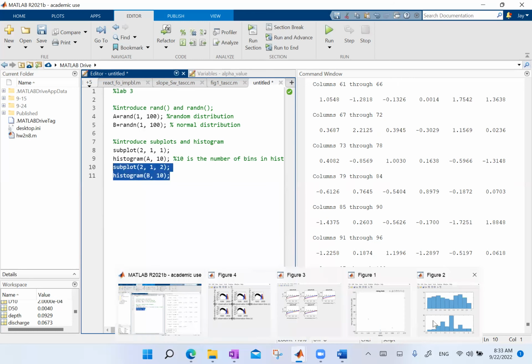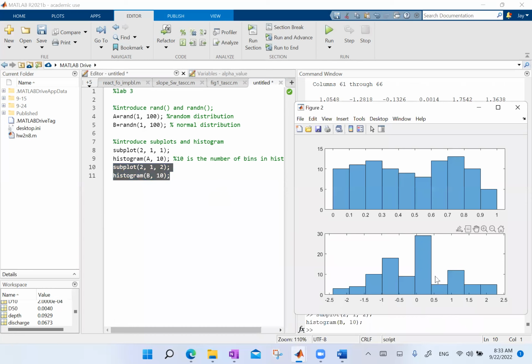And my figure is here. The bottom one is the normal distribution that we picked randomly. As you can see, it's still 10 bins, but it gives me values around 0. So 0 to 0.5 and 0 to negative 0.5 tend to have more values, if you look at this histogram as a bell curve.